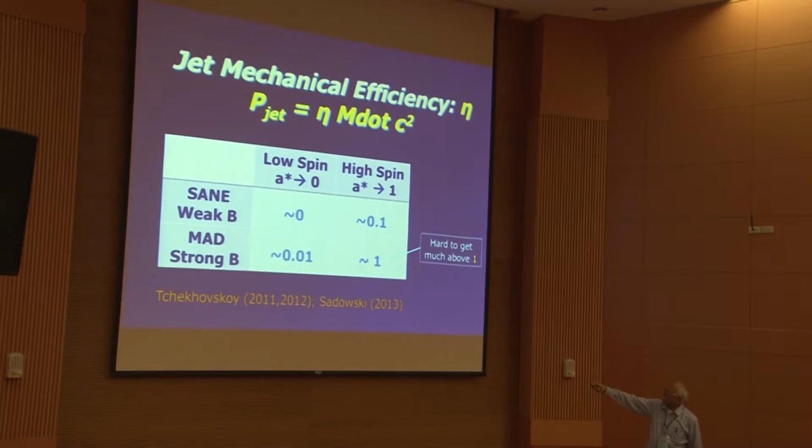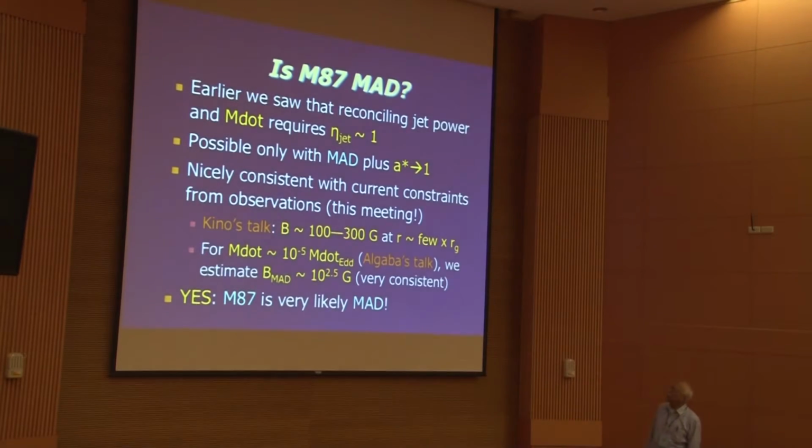If you have an opposite limit, low spin and very weak magnetic field, pretty much you get almost no power in this relativistic jet. You can still get a wind, okay? And I just made up numbers for these other columns based on the Sadowski paper. But basically the point is, very weak jet here, very strong jet out here.